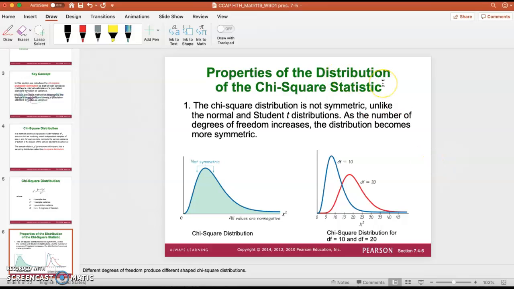Some properties of the distribution of the chi-square statistic. The chi-square distribution is not symmetric, and if you look at this picture, it's skewed right. Unlike the normal and student t distributions, as the number of degrees of freedom increases, the distribution becomes more symmetric. Notice, for example, this chi-square with 10 degrees of freedom looks pretty skewed right still, and when you increase the degrees of freedom to 20, it starts to look a bit more symmetric. Another key thing to notice is that these both start at 0, which I'll talk about more in just a bit.